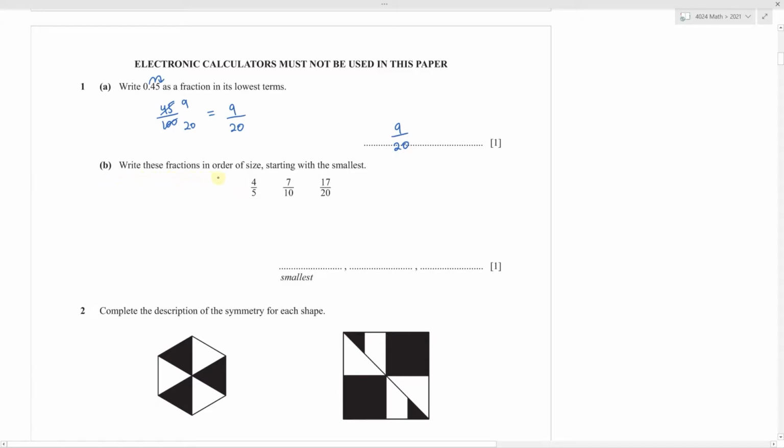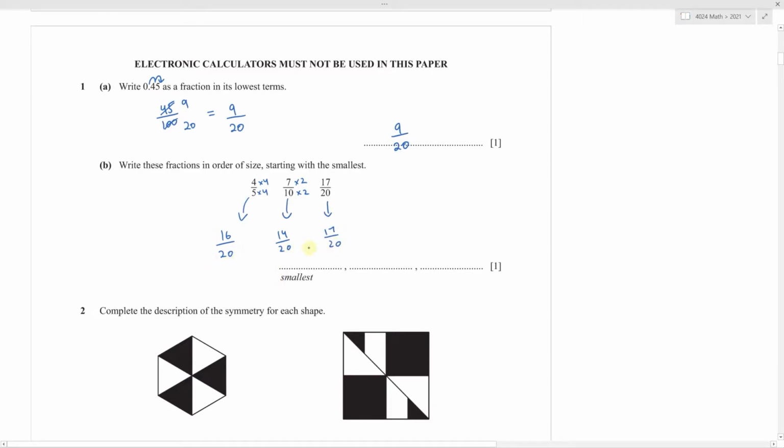Part B is write these fractions in order of size, starting with the smallest. Since the denominator values are different, we cannot compare them straight away. But we can easily make all the denominators 20, and then we can do the comparison. If I multiply this by 4 in the numerator and the denominator, this becomes 16 over 20. To make this 20, I have to multiply it by 2. Then I have to multiply it by 2 in the numerator as well. So this becomes 14 over 20, and this I can write as 17 over 20.